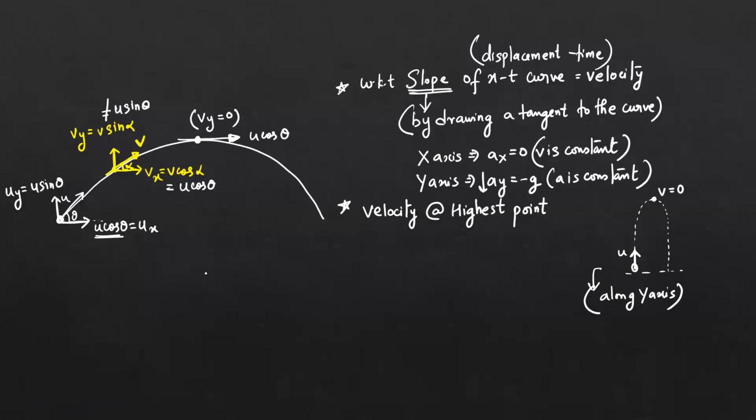You have to specify two things very clearly. You should not tell immediately that velocity at the highest point is 0. Velocity at the highest point is 0 along the y-axis because the tangent is purely horizontal, correct? But the velocity along the x-axis still exists, that is u cos theta.